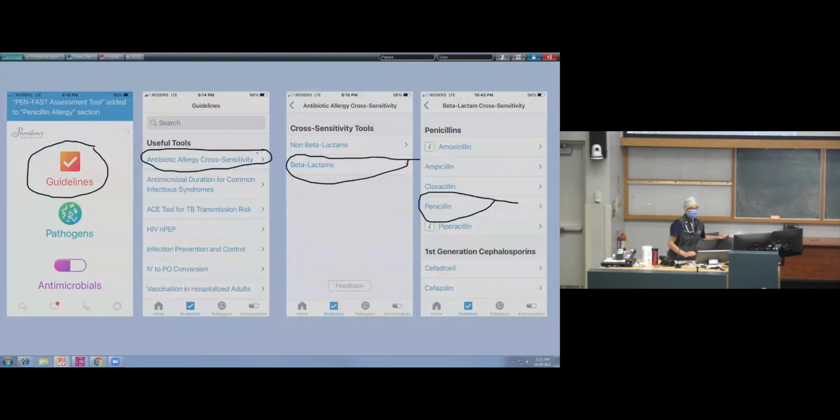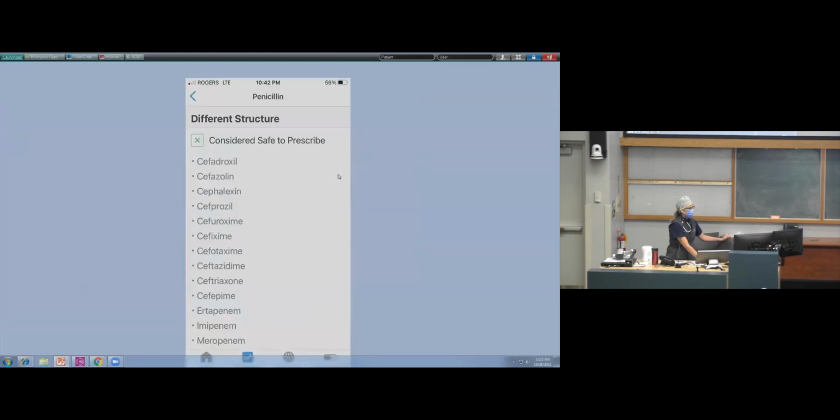Now, for somebody who really does have a penicillin allergy, and we're concerned about which other antibiotics we can use, the First Line app is also helpful. If you go to guidelines, go down to useful tools, and press on antibiotic allergy cross-sensitivity, it takes you to this screen where it has either beta-lactams or other antibiotics. Penicillin's a beta-lactam, so if we press on that, and then go to penicillin, because let's say that's the one we care about, we will get a list of other antibiotics that are considered safe to prescribe. So I can see here that if I'm seeing somebody in OPAT and I want to give them cefazolin, I can do that safely.